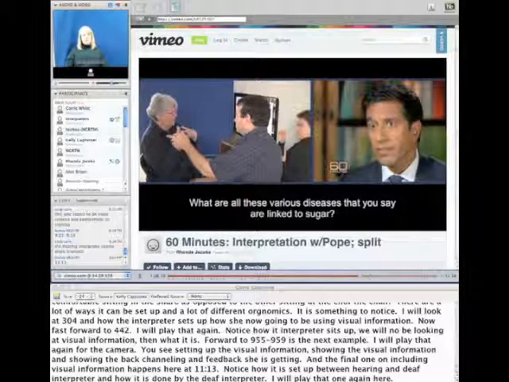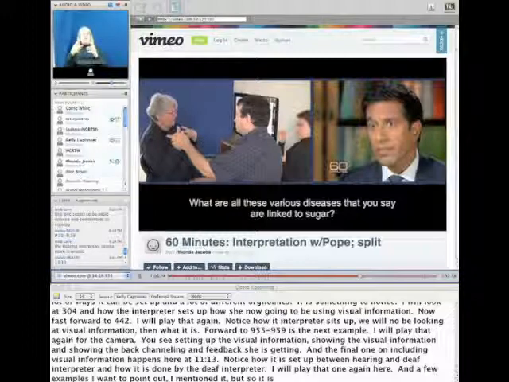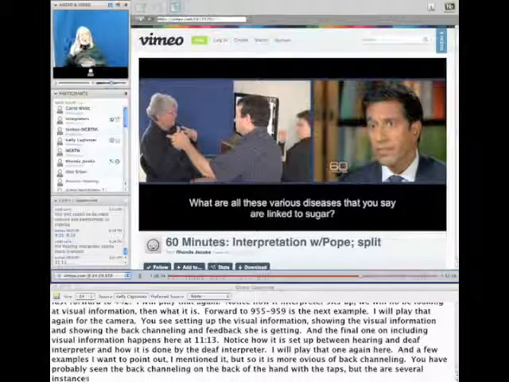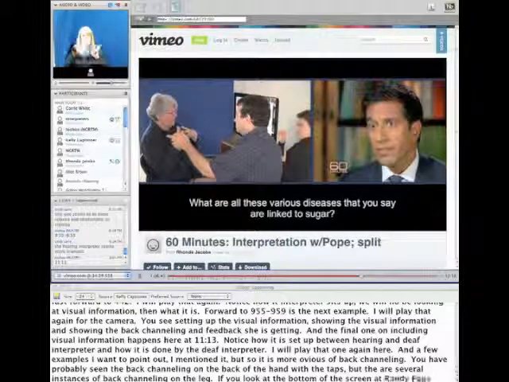And a few examples I want to point out here. We mentioned it, but just so it's a little more obvious, of back channeling. And you've probably seen some of the back channeling that's happening on the back of the hand with the taps. But there's several instances where there's back channeling happening on the leg. So if you look down at the bottom of the screen at Randy's right hand, there's quite a few places.